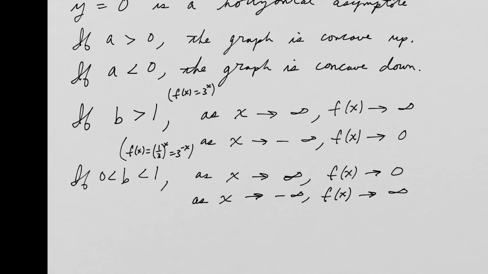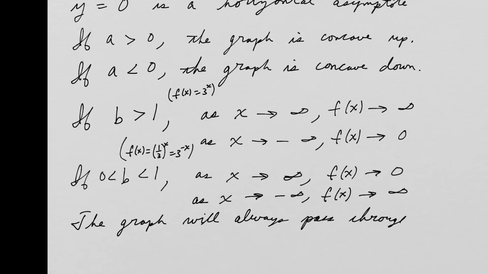The other interesting point is, given that general function, the graph will always pass through the points 0, a, right? So that's the vertical intercept.